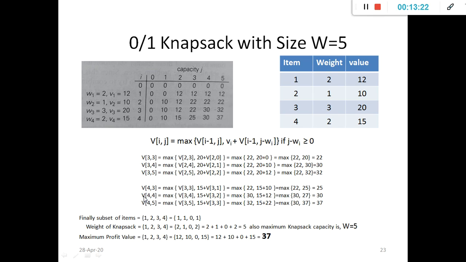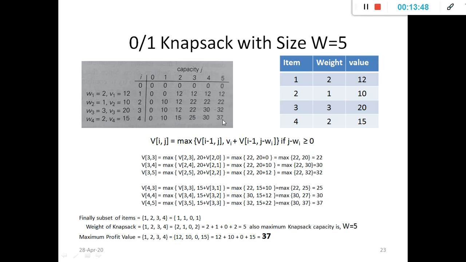Next calculate the value at the position v of 4 comma 4. Generate the value for the position v of 4 comma 4 using the above formula, that is max of v of 3 comma 4 comma 15 plus v of 3 comma 2, equal to max of 30 comma 15 plus 12, equal to max of 30 comma 27, and you will get the value here as 30.